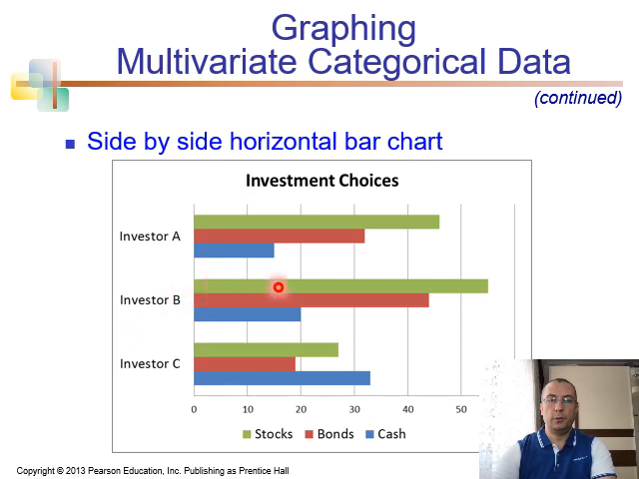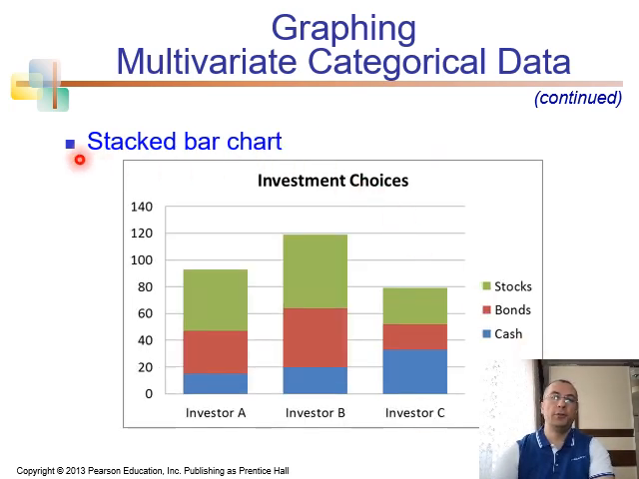For example, let's look at investor B. That person has more than 50,000 in stocks, 43,000 in bonds, and maybe 20,000 in cash. And we can also visualize the same example using a stacked bar chart. Again, investor B has the highest amount invested in the green. The green is stocks, and next is bonds, and next is cash.